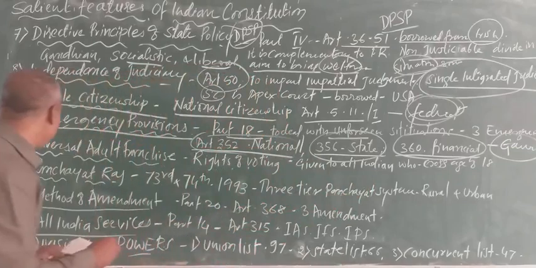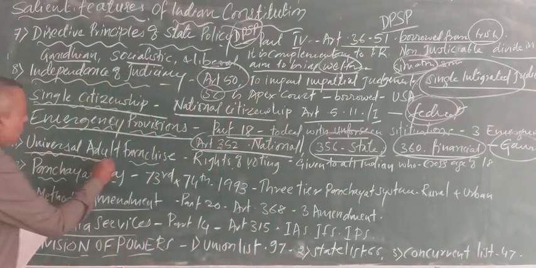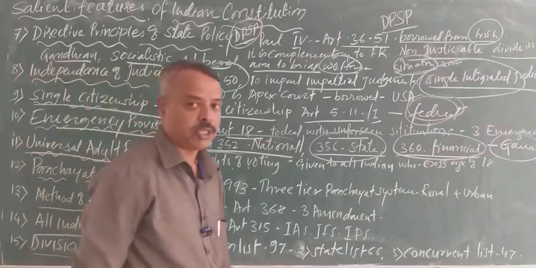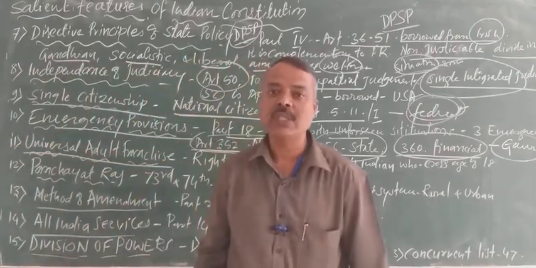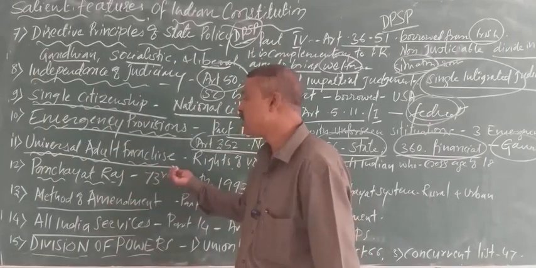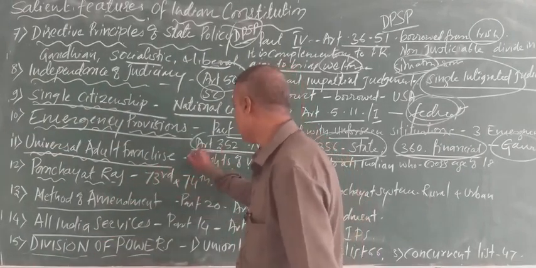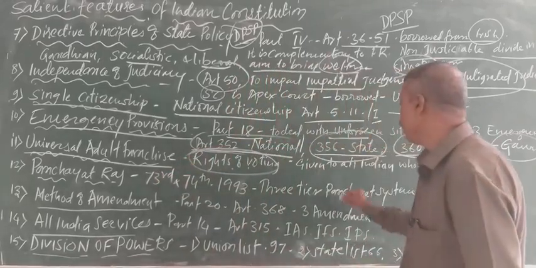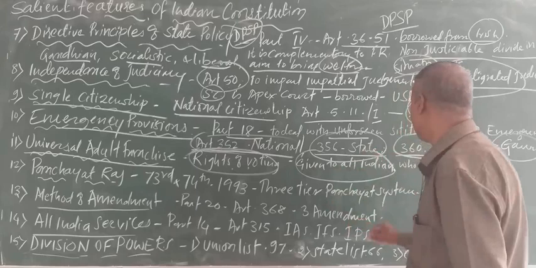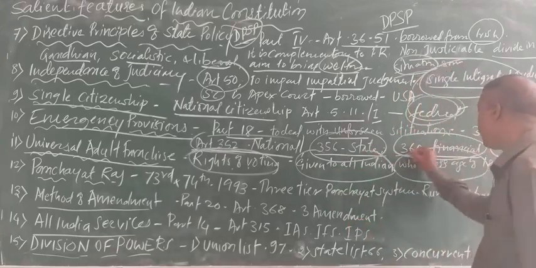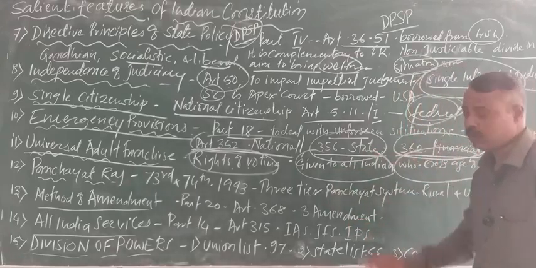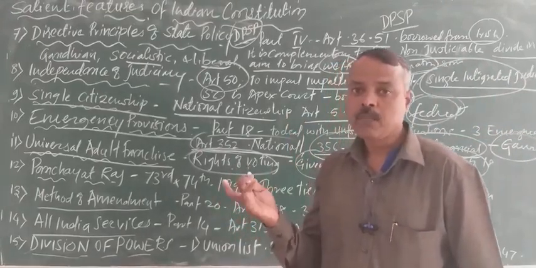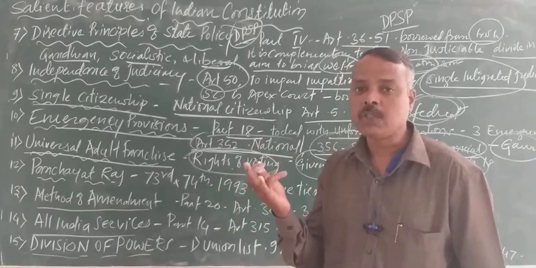Next, number 11, that is universal adult franchise, or it is also called universal adult suffrage. What is universal adult franchise? This is nothing but the right of voting given to all Indian citizens who cross the age of 18 years. The only condition is he must be a citizen of India and he must have completed the age of 18.